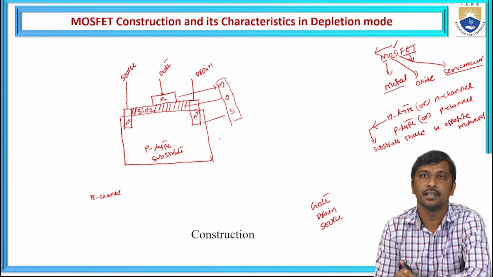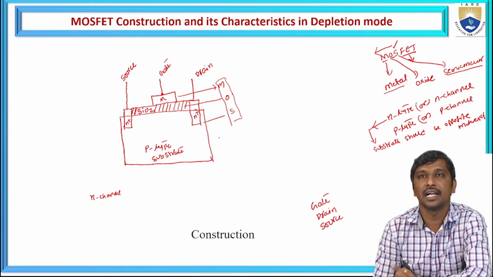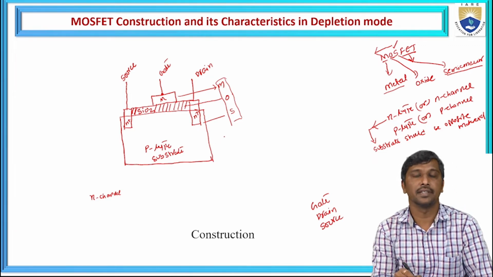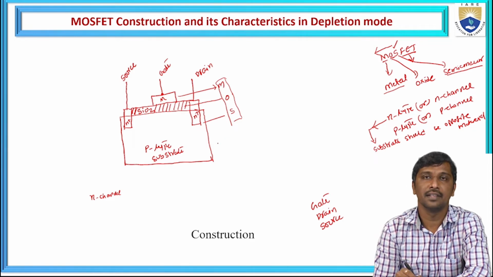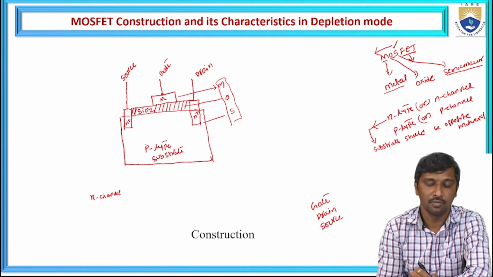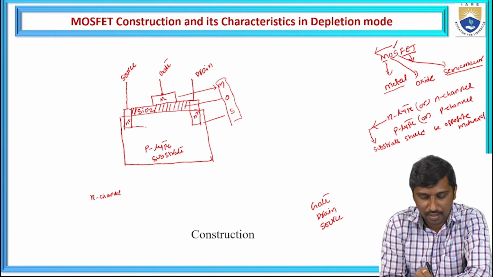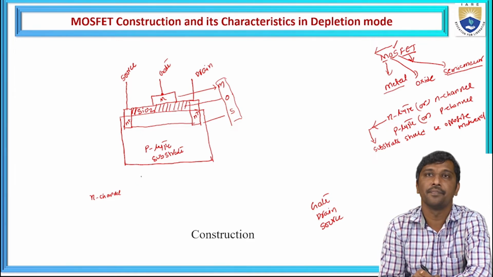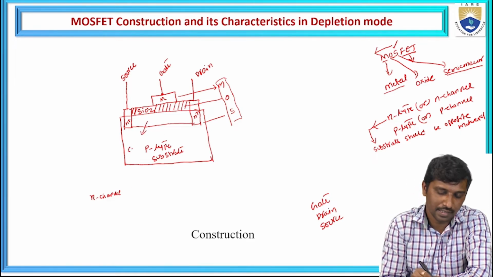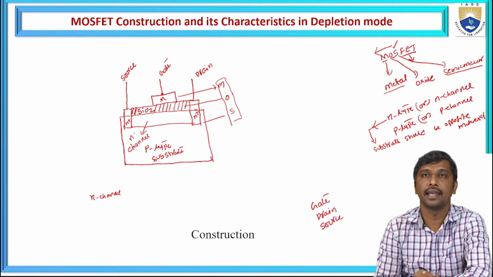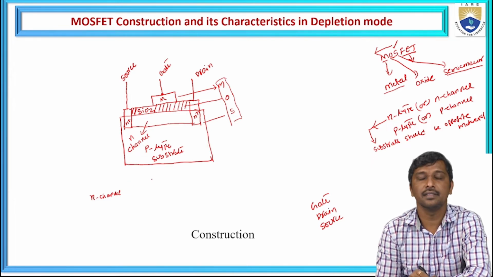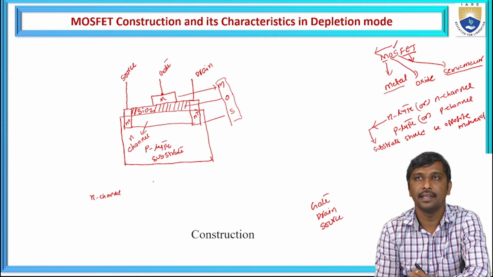But in an enhancement type, no channel is created between the source and the drain while constructing. But in the depletion type MOSFET, we need to establish a channel between the source and the drain ends, and this is called the channel. Here it is represented as channel, and this channel is N-type material, N channel. Hence, this type of construction belongs to an N-channel depletion type MOSFET.